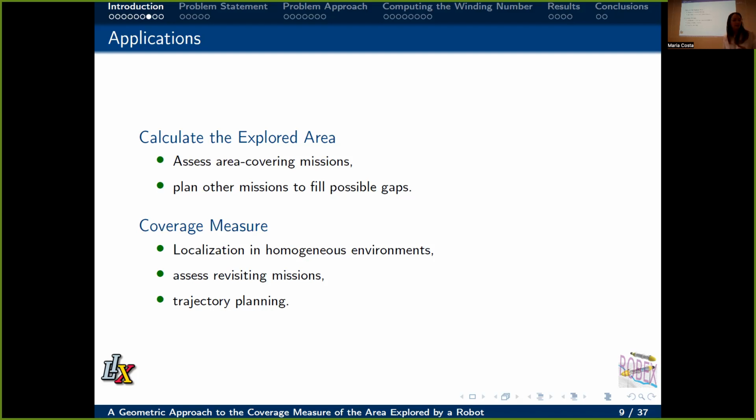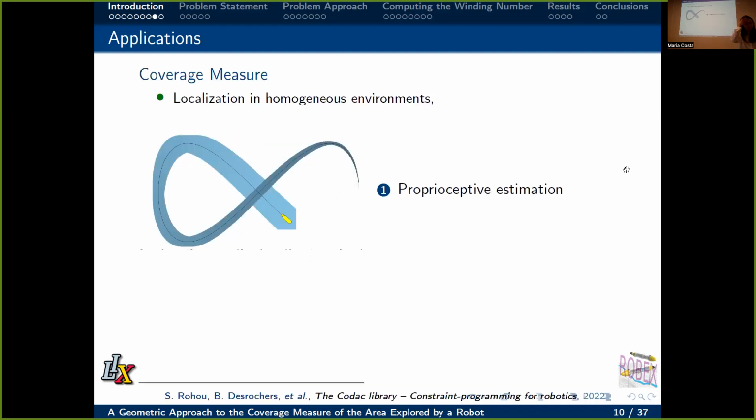If we can estimate the explored area, we can determine if these missions are completed, and we can plan other missions to fill possible coverage gaps. And for the coverage measure, I'm going to cite three applications. The first one is the simple one, which is to plan optimized trajectories, so that we don't pass through the same place twice, remembering that the coverage measure is how many times each point was seen by the robot. For the next two applications, I'm going to be using some graphics.